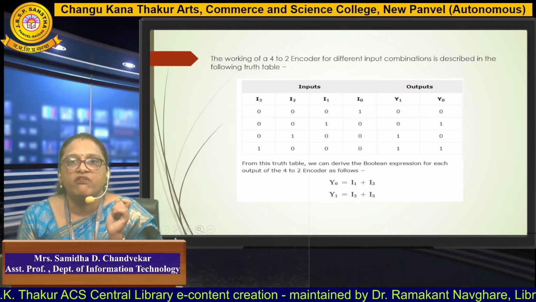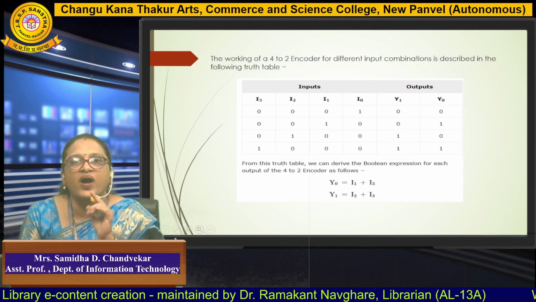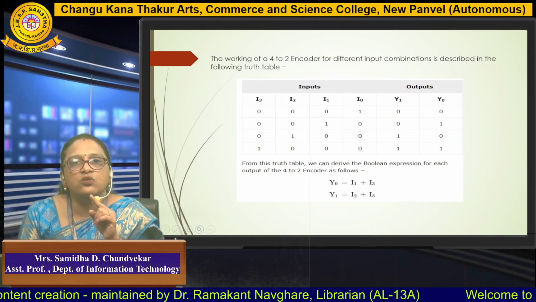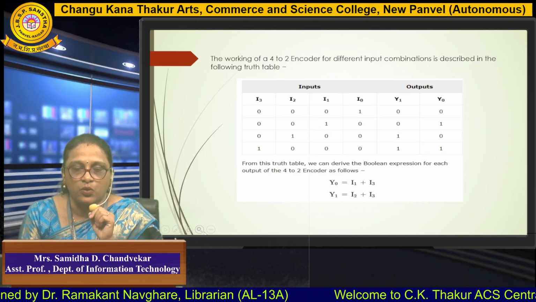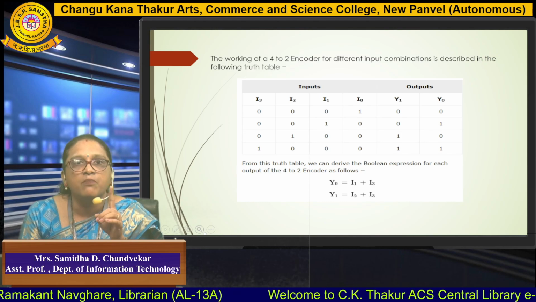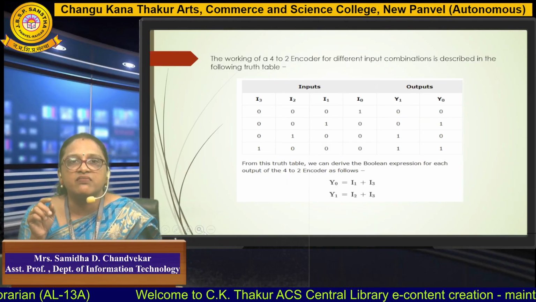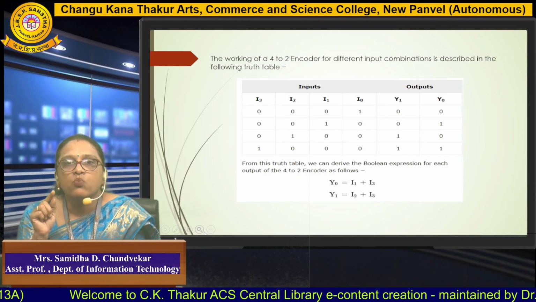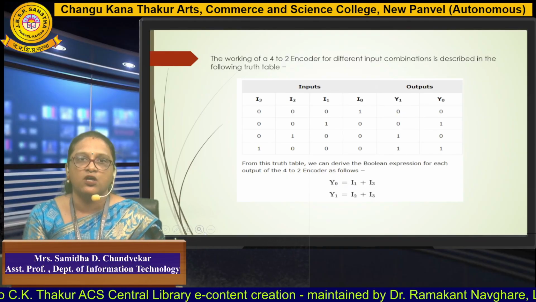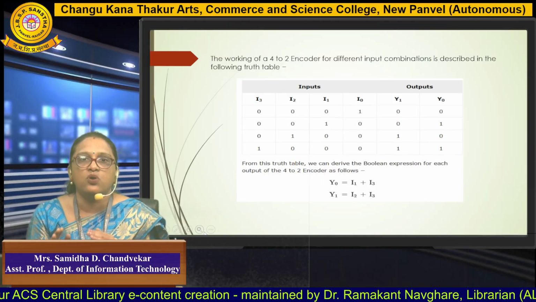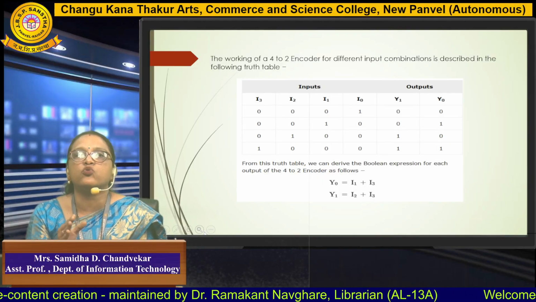See Y0: when I1 is 1, Y0 is 1. Again, Y0 is 1 when I3 is 1. So the Boolean expression for the output Y0 is I1 plus I3. Similarly, Y1 is 1 when I2 is 1, and Y1 is 1 when I3 is 1. So Y1 is equal to I2 plus I3. These are the Boolean expressions for the 4 to 2 encoder.